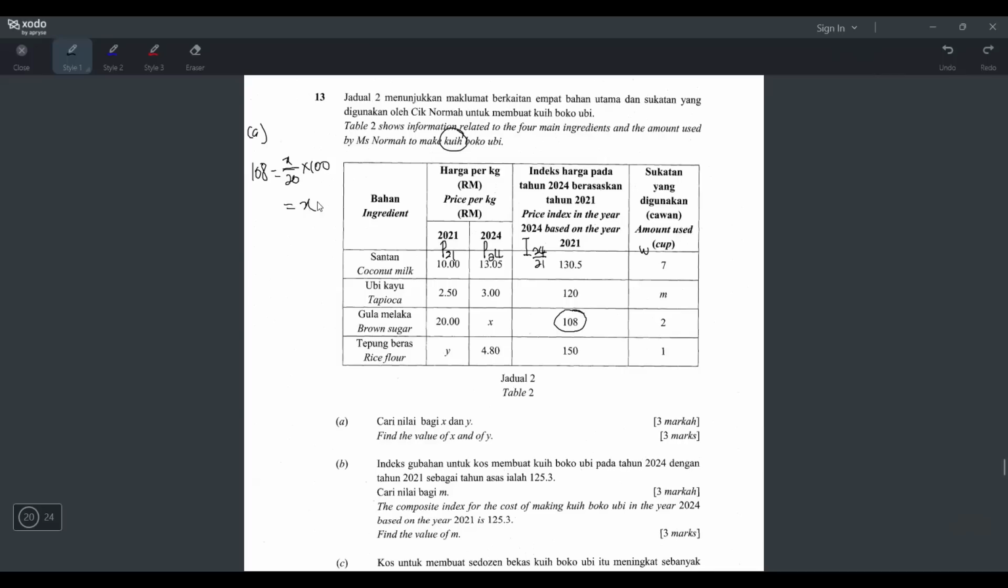So to get X, you just press the calculator. 1.08 times 20. Okay, I get 21.6. Make sure you write RM, because this one X is the price. So RM 21.60. Okay.